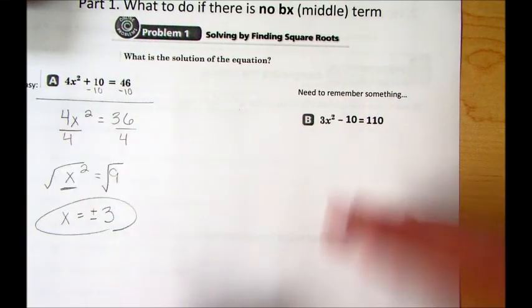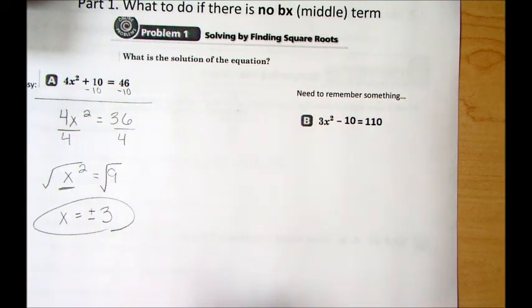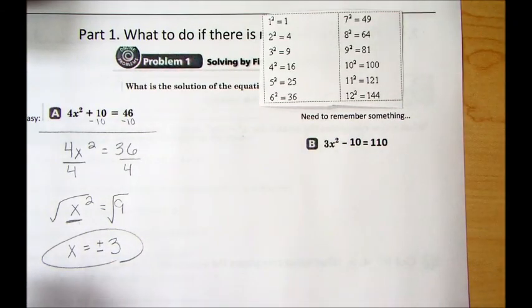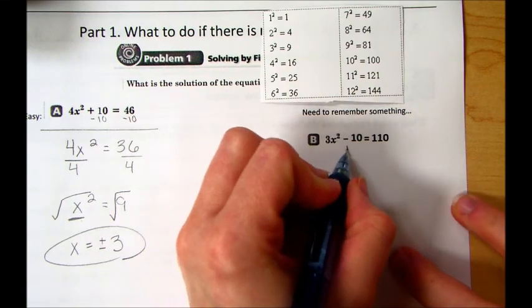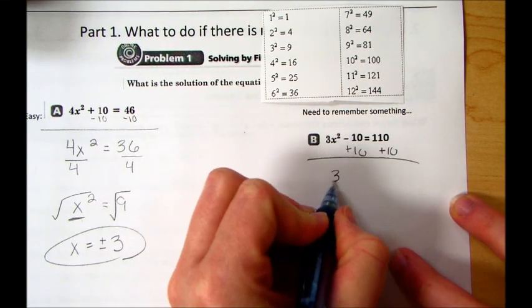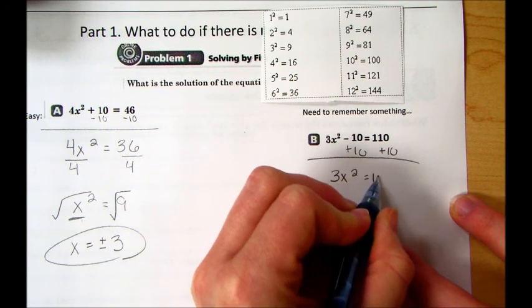We did a nice little problem. Now it's time to do something back from Algebra 1 that you need to remember. And now I'm going to bring in my perfect square sheet. Okay, same first step. Add the 10 to the other side. We're isolating x squared. So you get 3x squared equals 120.